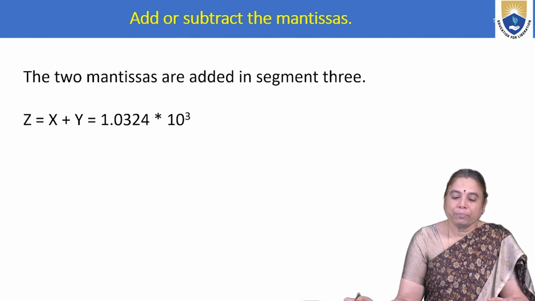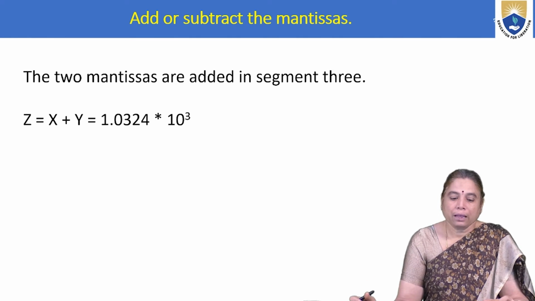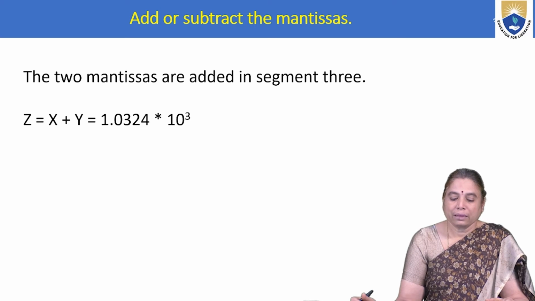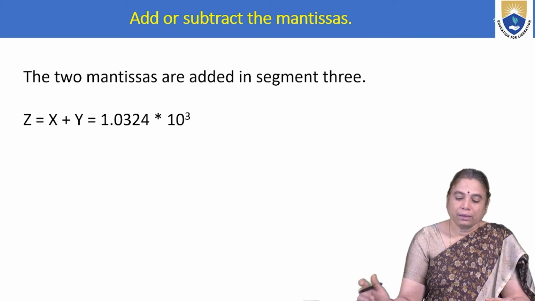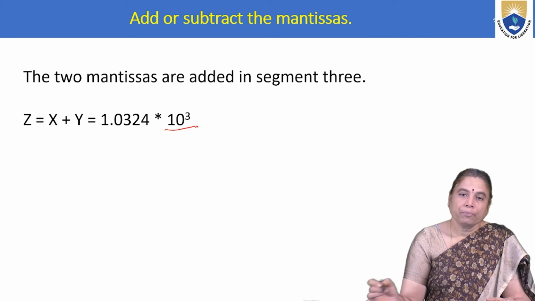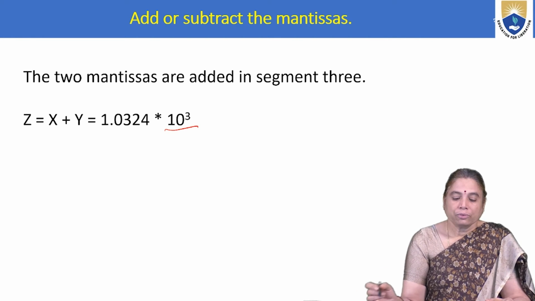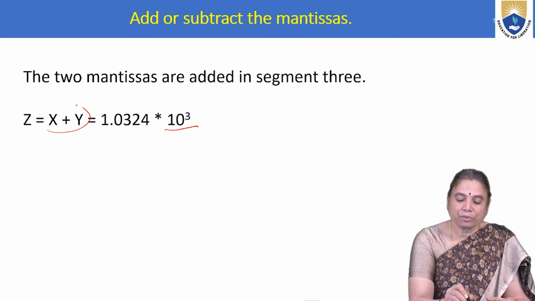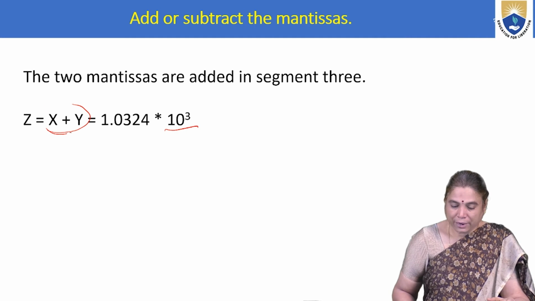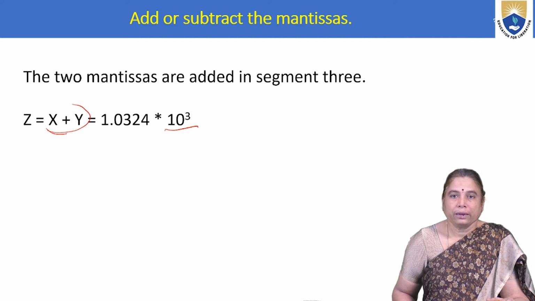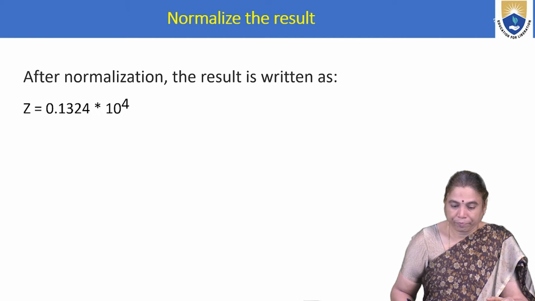The third step is to add or subtract the mantissas. The two mantissas are added in segment 3. So here the exponent value can be adjusted so that the mantissas can be added. So the capital A and capital B values that are considered can be added in the third step.